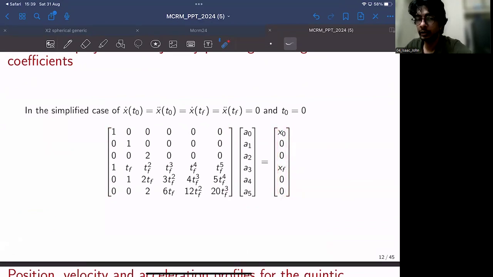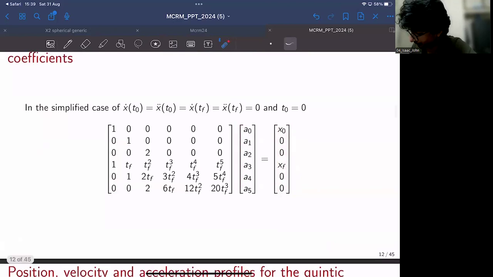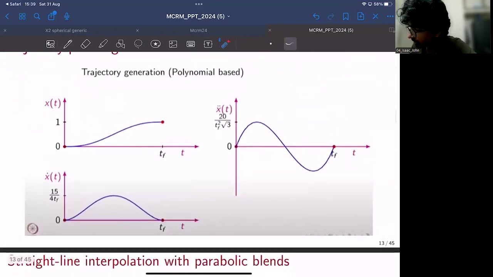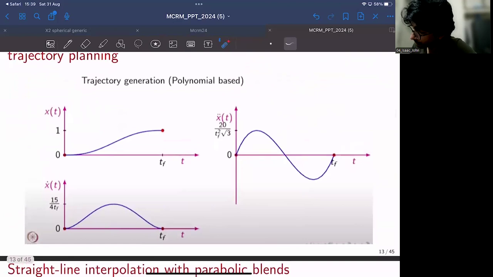So in that case, you will be able to solve these unknown coefficients. And this is how the profiles would look. The position profile is a fifth order polynomial. This is a fourth order polynomial, and this is a third order polynomial. So you can control your initial positions, your initial velocities, and your initial accelerations.